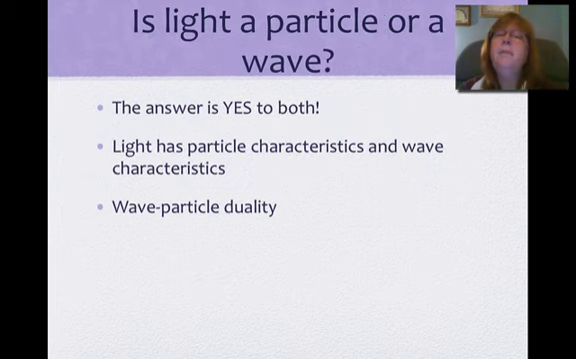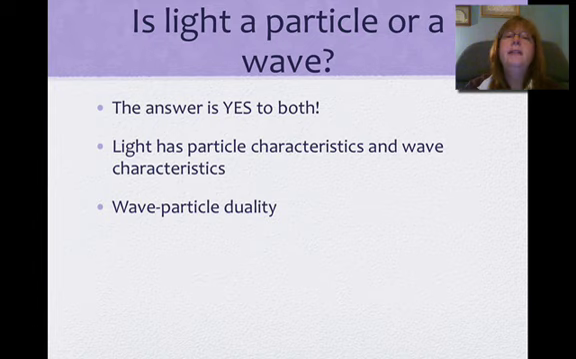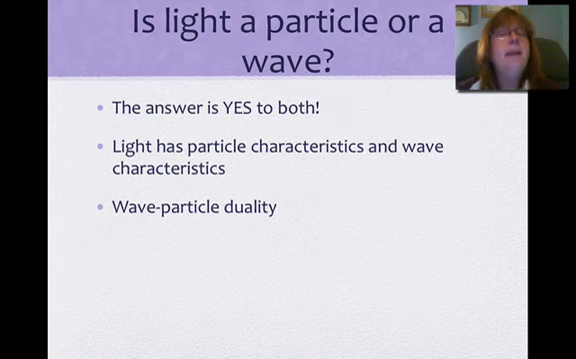So, is light a particle or is light a wave? The answer is yes. It's both. Light has particle characteristics and wave characteristics. And this is known as the wave-particle duality of light, which can be kind of mind-blowing at times.